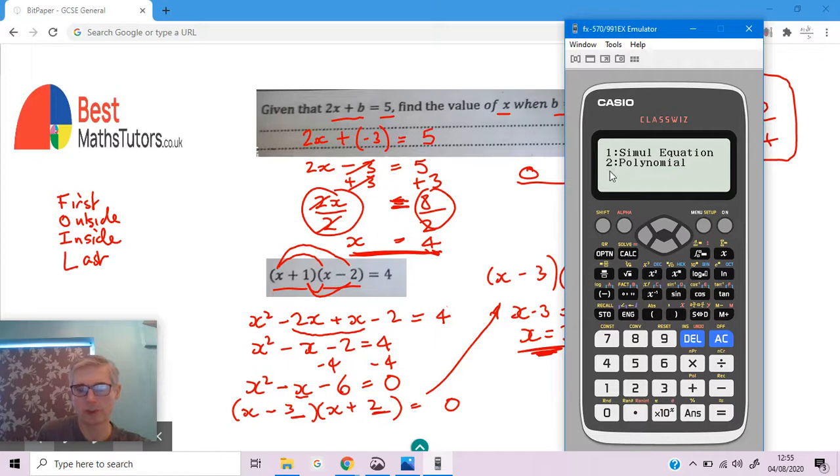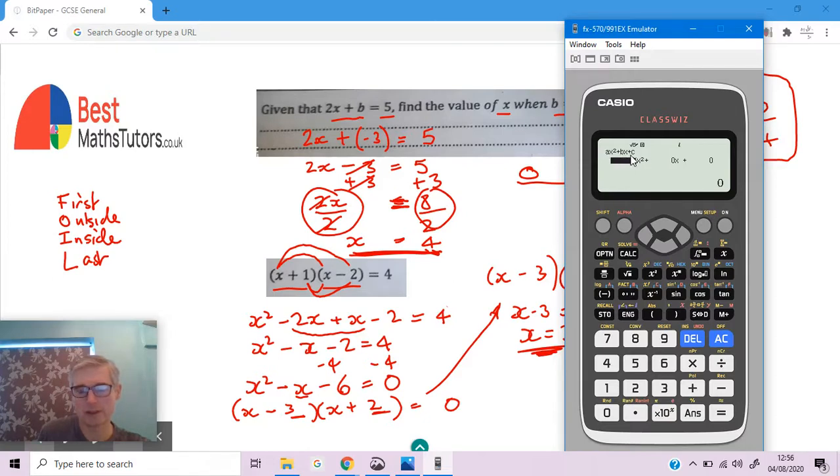And what we've got is actually a polynomial. So we need to press in number 2. It's asking us for the degree of the polynomial. Well, because this is squared, the degree is the highest power that's in the equation. So because this is squared, it's actually a polynomial of degree 2. So we press 2.